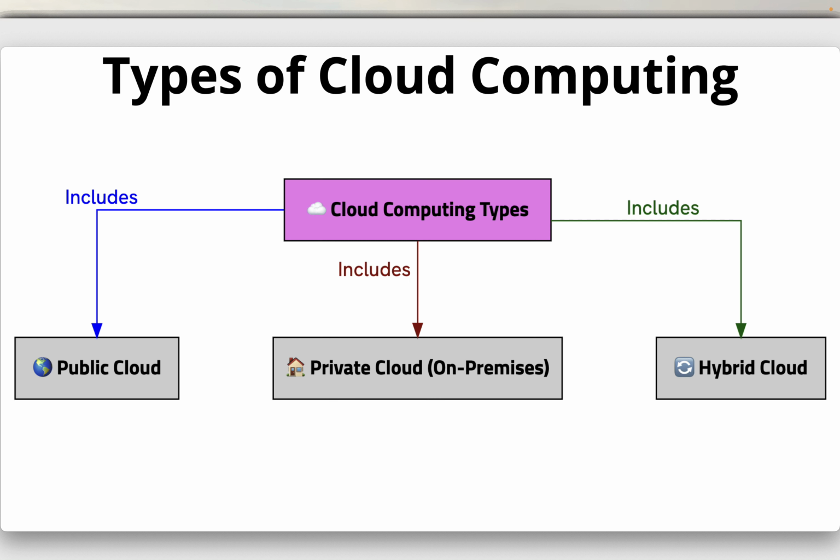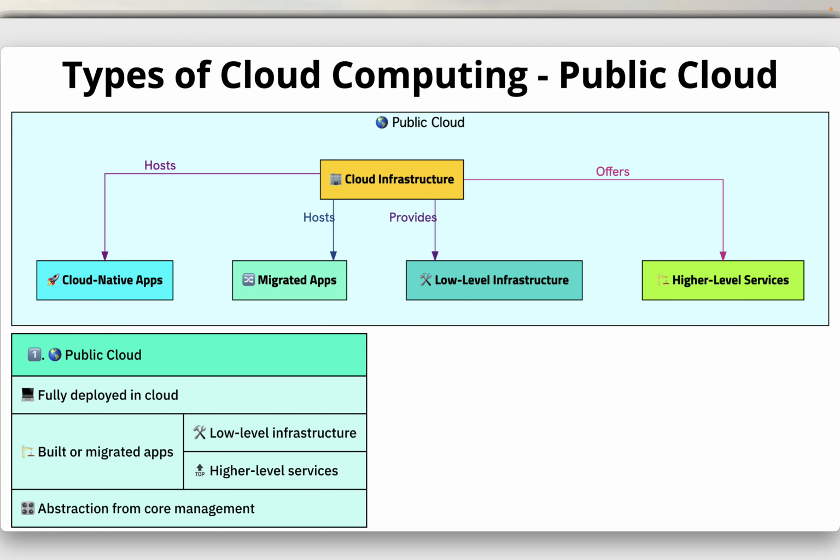Types of cloud computing. So there are three types: public cloud, which includes AWS, Google, and Azure, and then we have private cloud, which is on-premises, which is directly maintained by companies. And thirdly, we have hybrid cloud, which is a mixture of public and private. So let's go through the public cloud first.